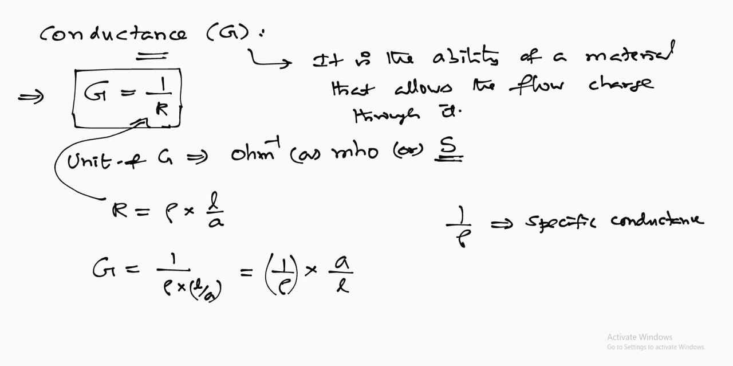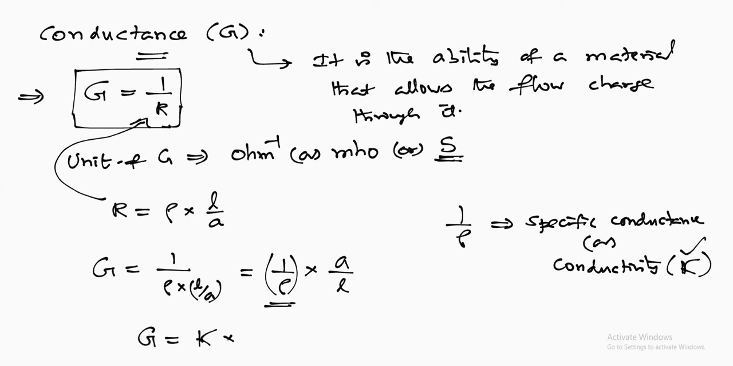And we use a symbol for specific conductance. Specific conductance is also called conductivity. People call it conductivity. The symbol for conductivity is kappa. So I am going to replace this 1 by rho by the symbol kappa. So what is G? G is equal to kappa into A by L.